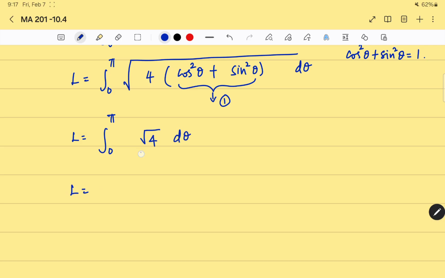So L equals square root of 4, which is nothing but 2. So this 2 let me take out. Not square root of 2, just 2. So 2 integral 0 to pi d theta, right?